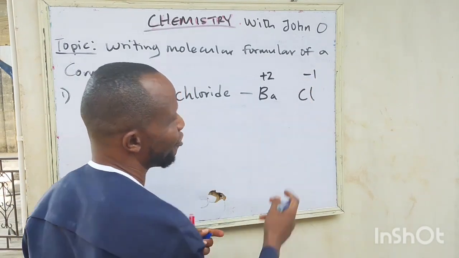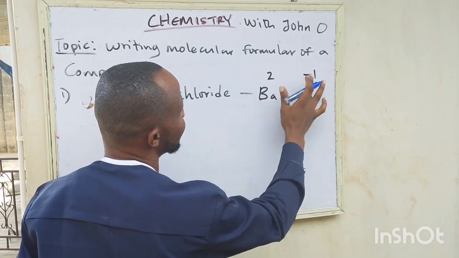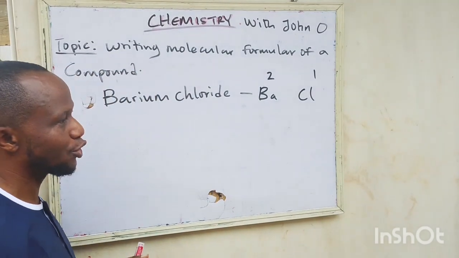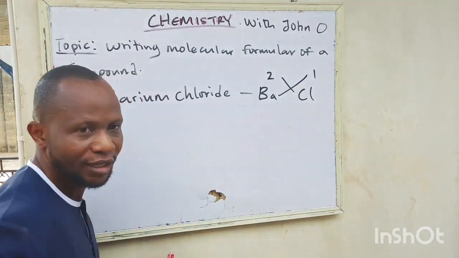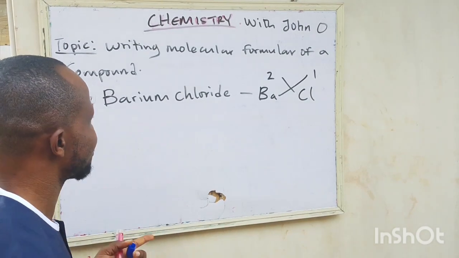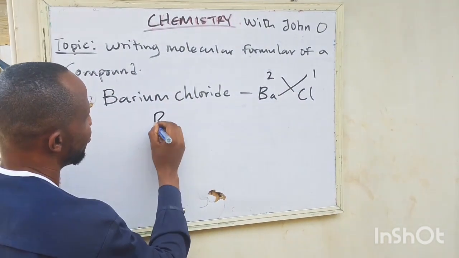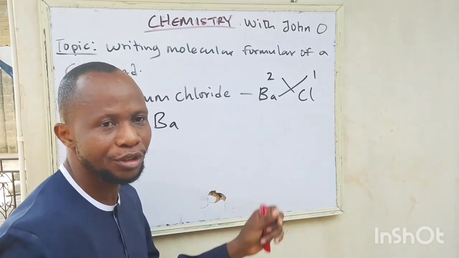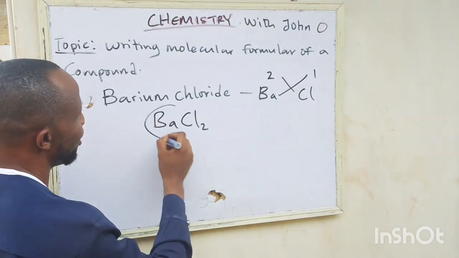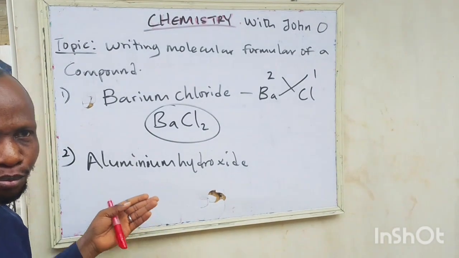Now, having gotten the oxidation number of each element, you erase the sign. We don't need the sign, we just need the numbers. Having done that, you cross multiply. That sounds familiar in mathematics. So barium times 1 will give us just Ba, and then chlorine, going with the 2, we have Cl2, and this gives us BaCl2, barium chloride. This is the correct formula.